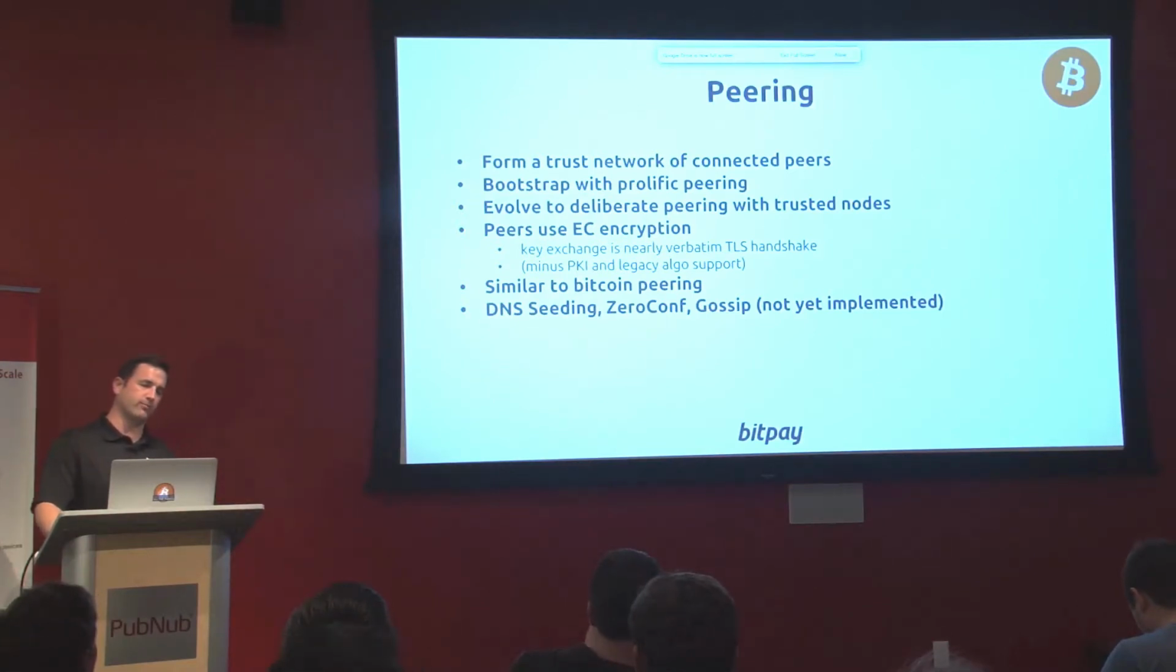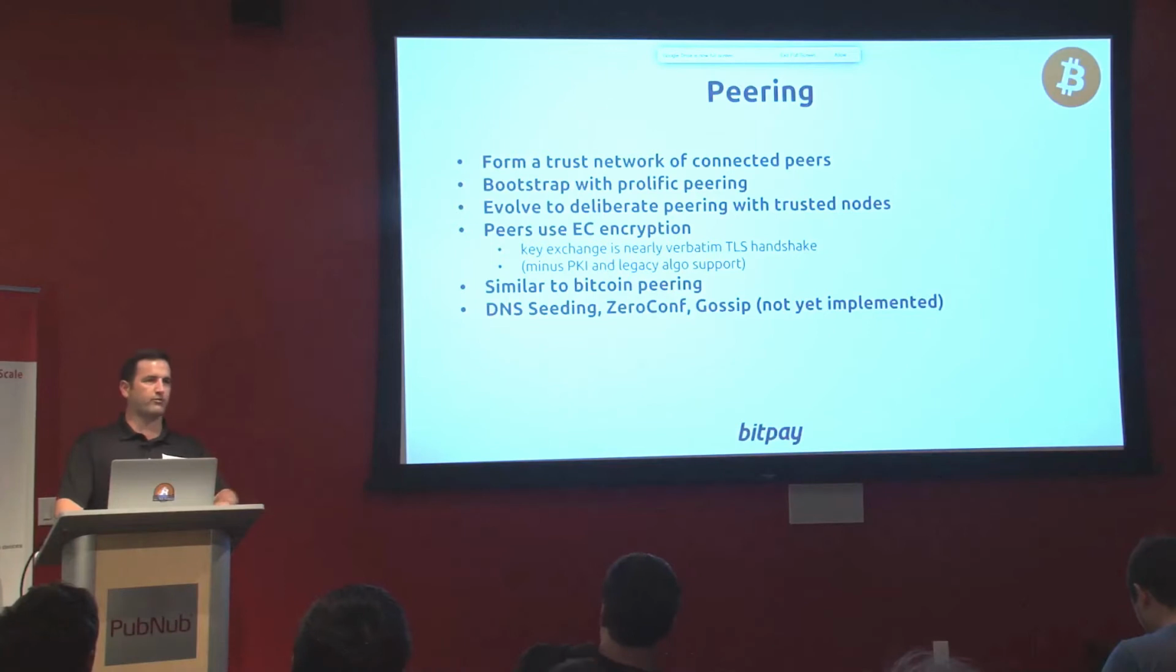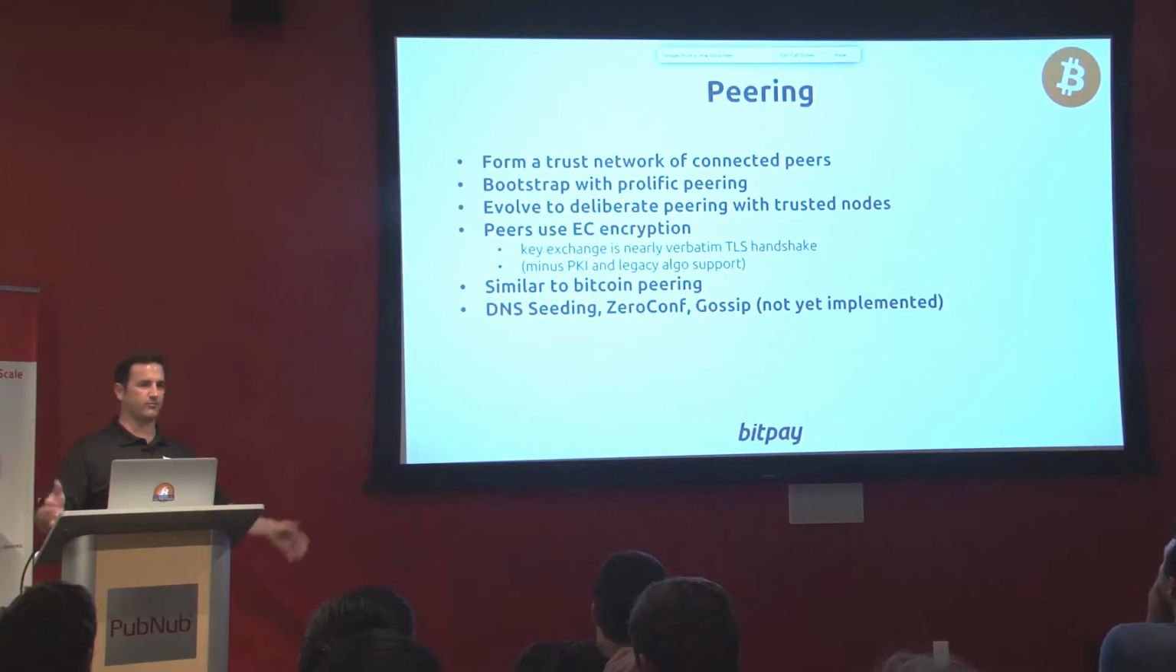What we do is we're bootstrapping Foxtrot with very prolific peering. So we're trying to aggressively find peers and connect to them, very similar to Bitcoin. But really where this should evolve is to where peers are very deliberate about who they connect to, and they only connect to other nodes that they trust. Trust that they don't do things like denial of service attack you, or that they aren't going to abuse your connection in some way. So you really want to only be connecting to peers that you do trust. But for right now, we try to be a little more eager in bootstrapping those peer connections.